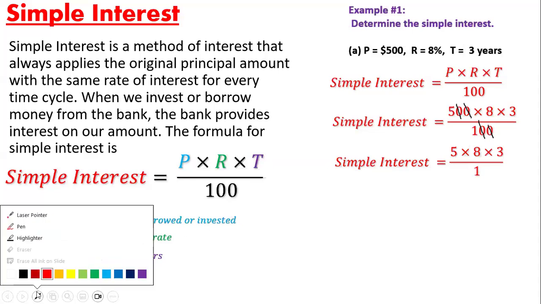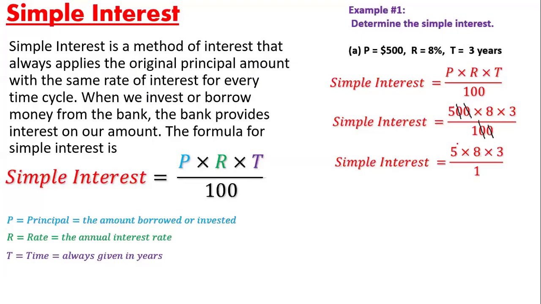So what is 5 times 8? 40. Very good. And what is 40 times 3? 120. So 40 multiplied by 3 gives us, we say 3 times 0, which is 0, 3 times 4, which is 12. So we get 120.